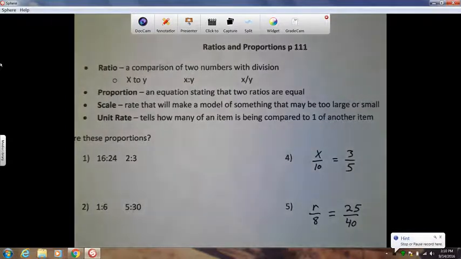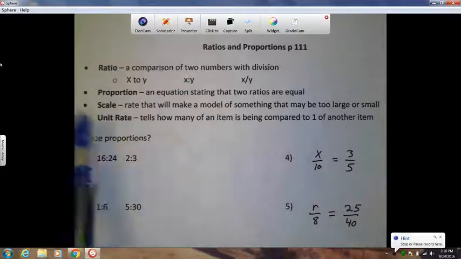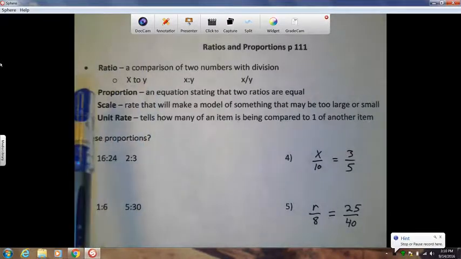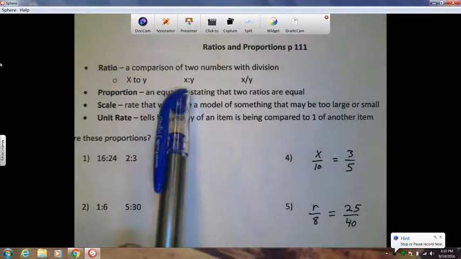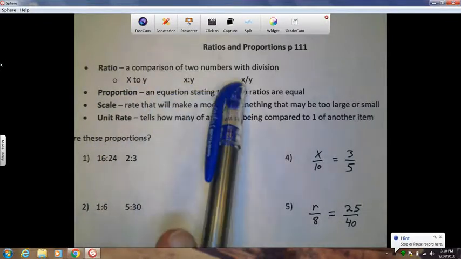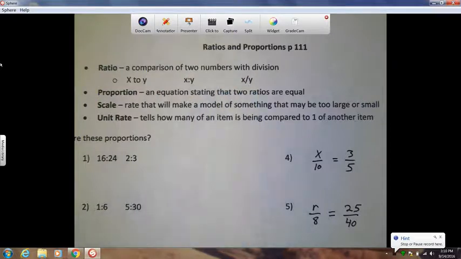Alright, we're talking about ratios and proportions. A ratio is just a comparison of two numbers using division. There are some different ways you could write it. You could say x to y, so the ratio of something to something else. You could use a colon in between it, or you could use a fraction bar.